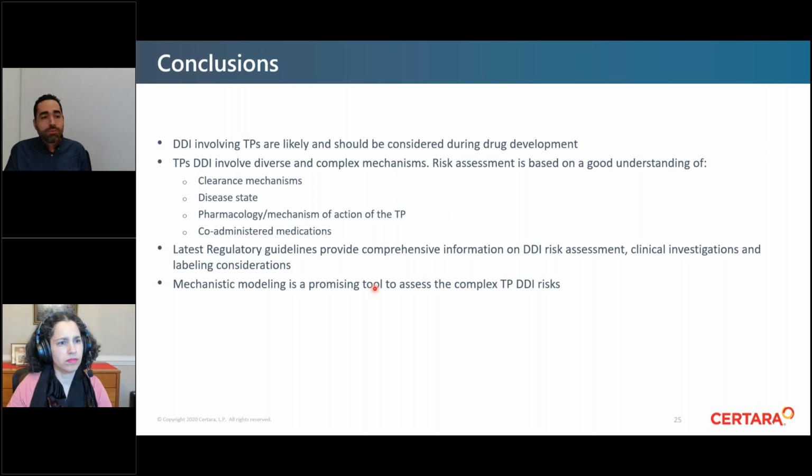There are regulatory guidelines providing important information and a comprehensive approach on how to assess the DDI risk, how to conduct the clinical investigations, and also how to inform the labeling for these drugs. And finally, you saw that mechanistic modeling is really a promising tool for the future to assess the complex therapeutic protein DDI risks. So this concludes this webinar, and I'm happy to answer any questions.